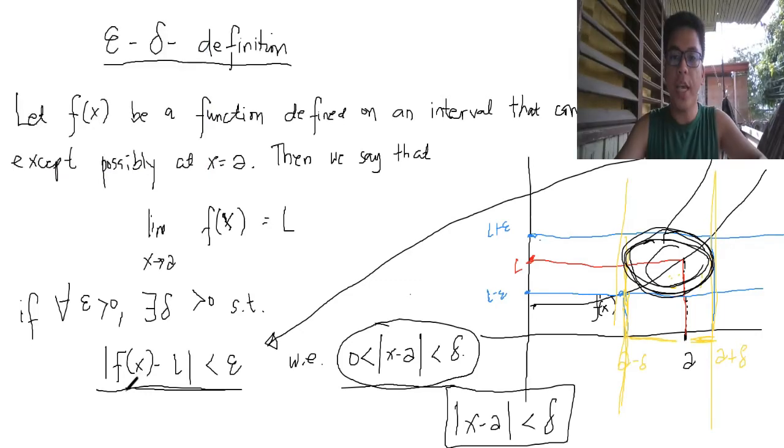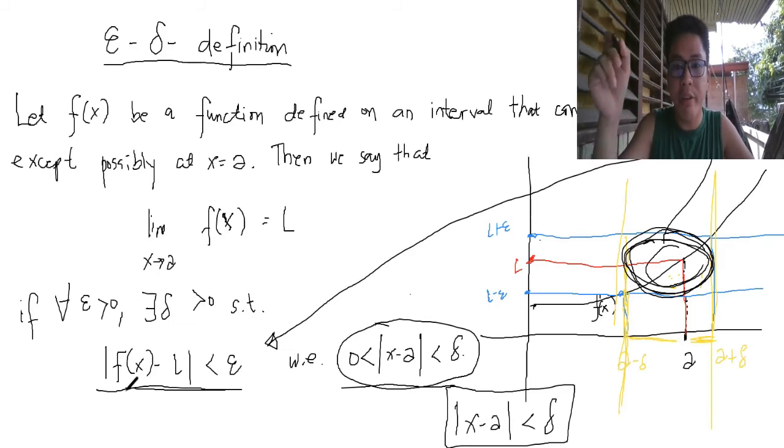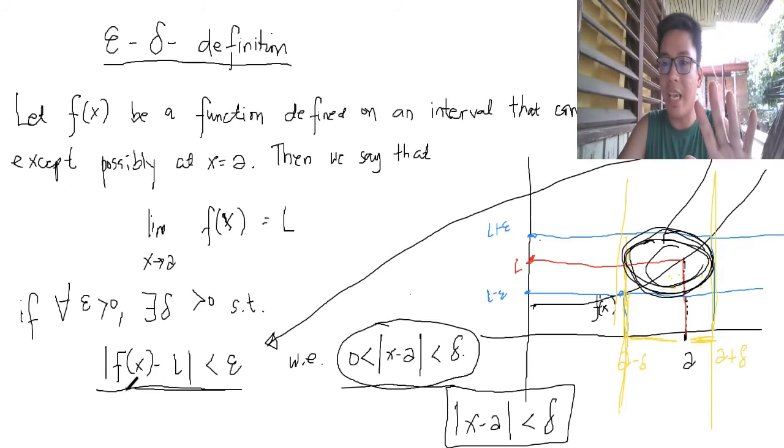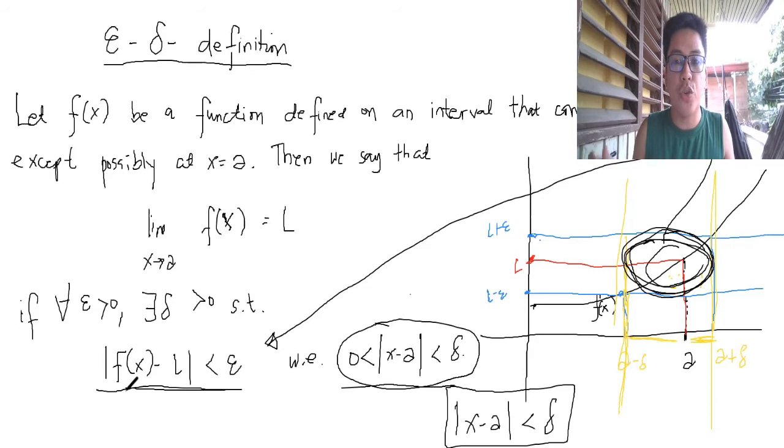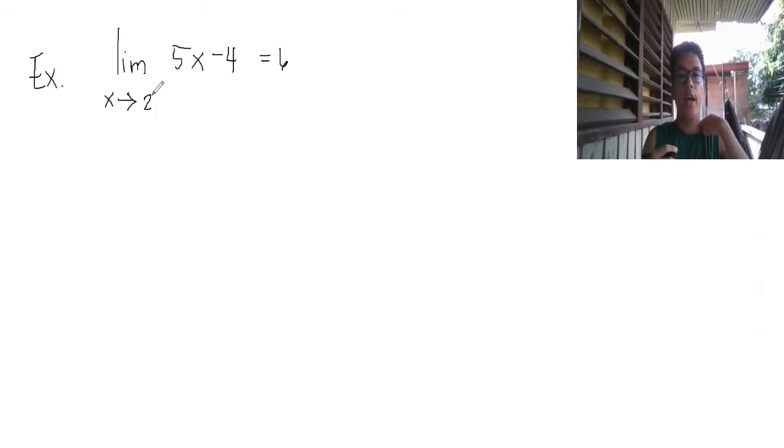That's it. Observe that there could be an infinite number of possible deltas we can choose, and observe also that the definition is telling us that we really need to make sure that the function is defined on some interval around x equals a. Although we don't really care if it is defined at x equals a, we have to make sure that the function is defined on the interval around x equals a. That's it.